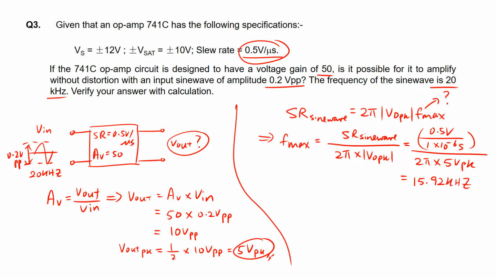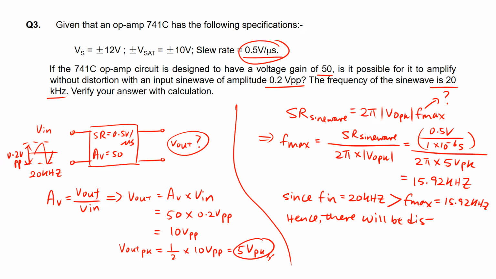We can then conclude that since the input frequency of 20 kilohertz, as given by the question, is greater than the maximum frequency that this amplifier system can sustain, which is 15.92 kilohertz, hence there will be distortion at the output.